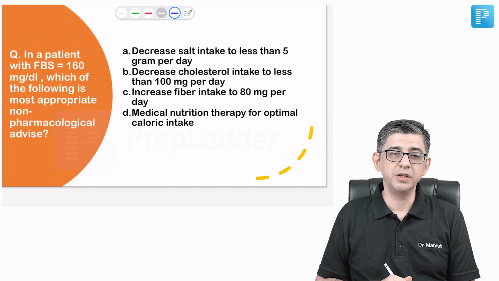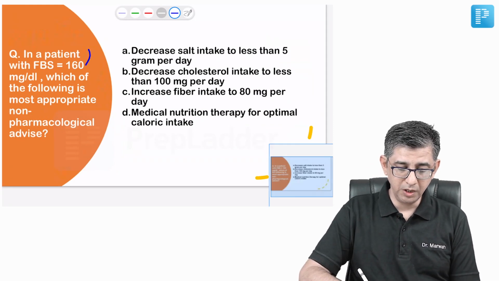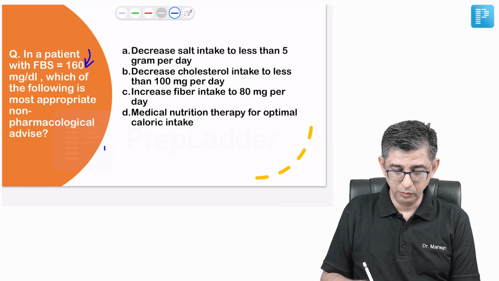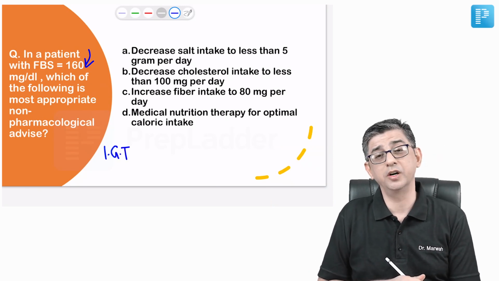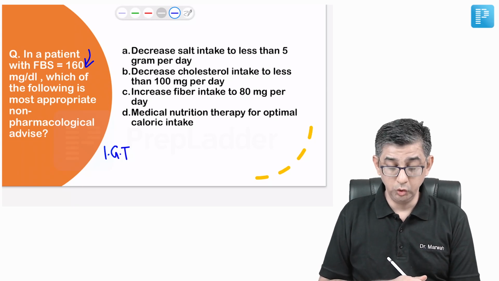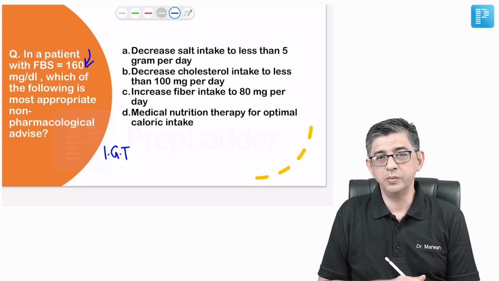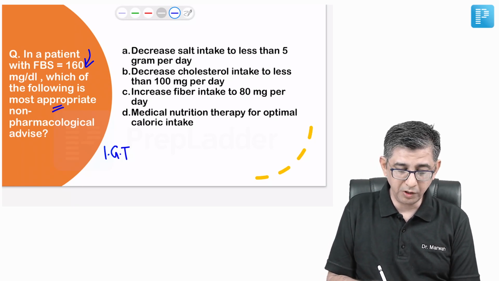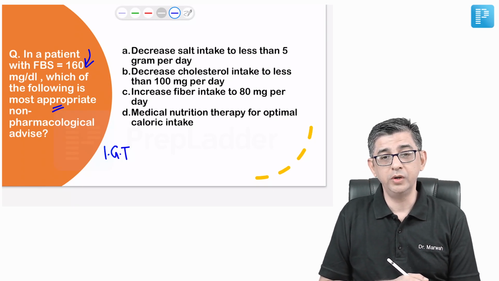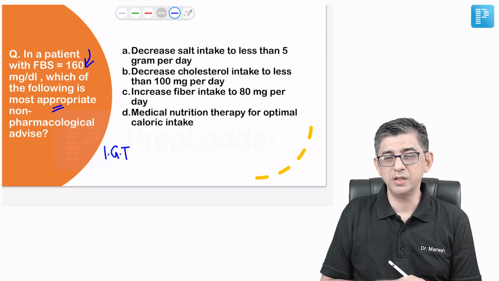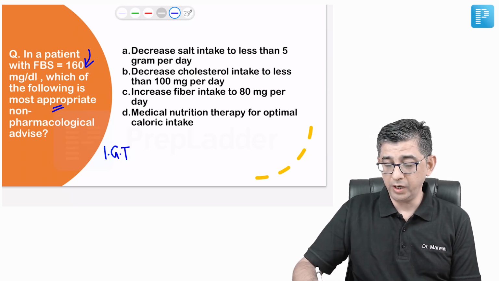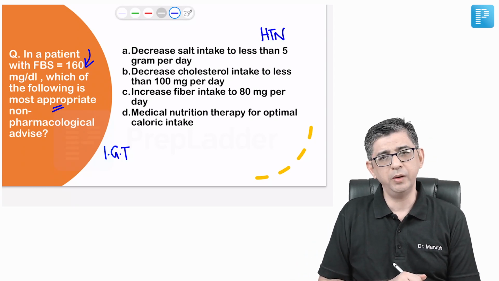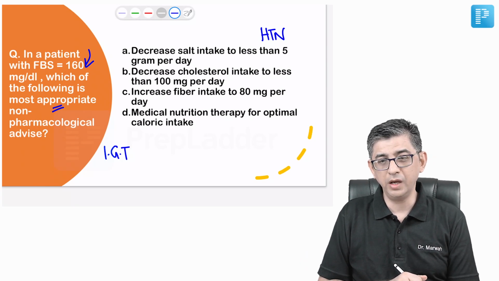The next question said, in a patient with a fasting blood glucose of 160, which of the following is the most appropriate non-pharmacological intervention? So he's talking about impaired glucose tolerance. He's talking about pre-diabetes in a patient. Though all of them look okay, I asked my students, is this a multiple correct response? No, said no sir. The question was most appropriate non-pharmacological advice. Option A: decrease salt intake to less than 5 grams per day. I mean, the recommendation is less than 2300 milligrams per day. But anyway, because most Indian diets would be having almost 5 to 10 grams, maybe up to 20 grams of salt, I would say option number A is okay.